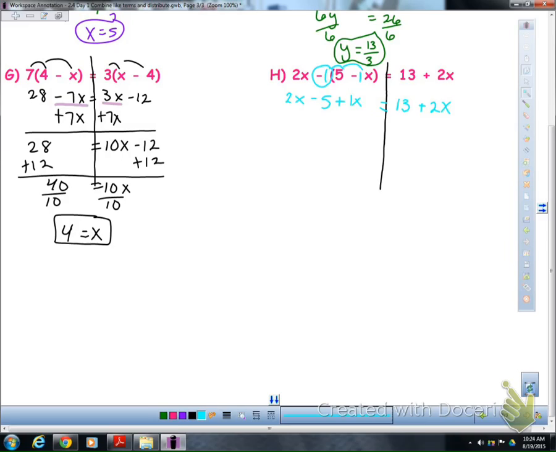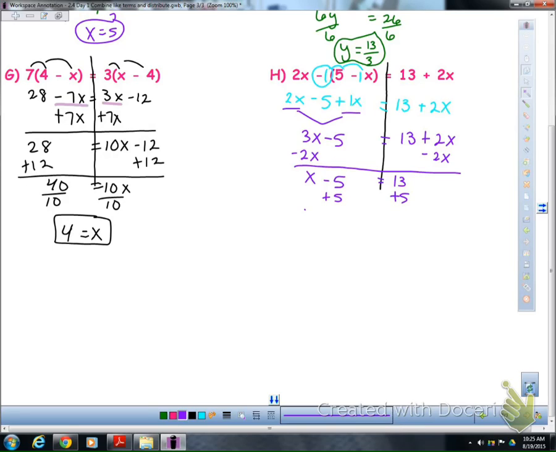Okay, on this left side, after we've distributed, we still have like terms to combine. So we have to go one more step before we can solve it like normal. 2x plus 1x is going to give us 3x minus 5. And then this right side is still going to be 13 plus 2x. Now we can move our variables over. 2 is the smaller one, so we can subtract 2x from both sides. Again, make sure you're lining everything up. 3x minus 2x is 1x. You do not have to put the 1 in front, but you can if you want to. It's not wrong either way. And then our last step is just to add 5 to both sides. We get x equals 13.